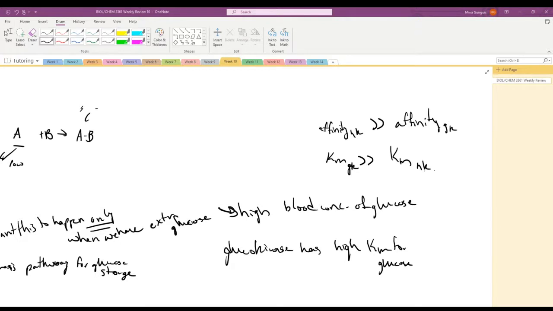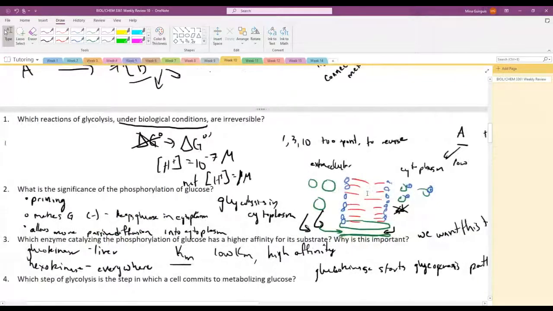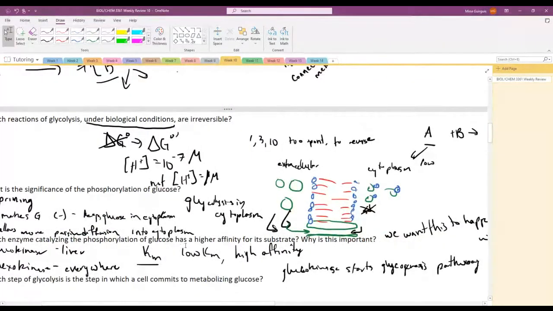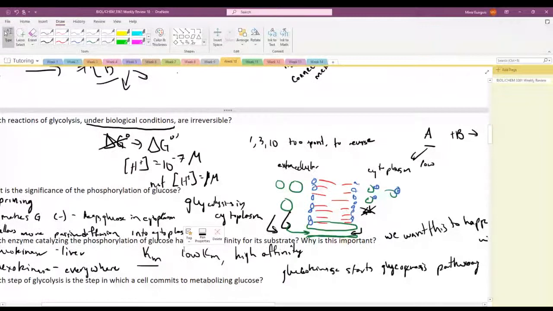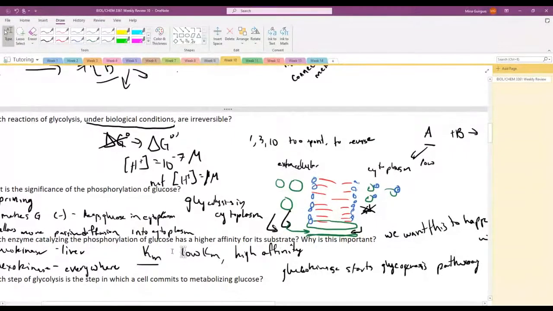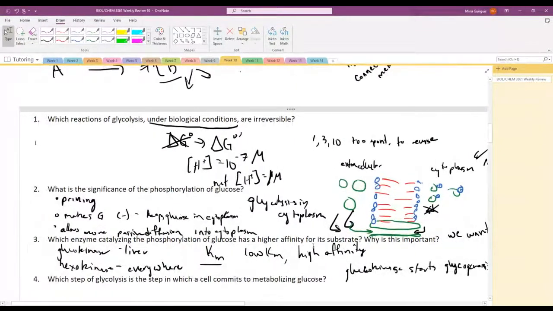Okay. So quick recap of this topic, because I think it's been a little while since we started it. Which enzyme catalyzing the phosphorylation of glucose has a higher affinity for the substrate? The answer is hexokinase, and the significance is that because hexokinase has a higher affinity, it's going to convert glucose for the purposes of glycolysis much more readily, and glucokinase will only convert glucose for the purposes of glycogenesis when we have a very, very high concentration of glucose.